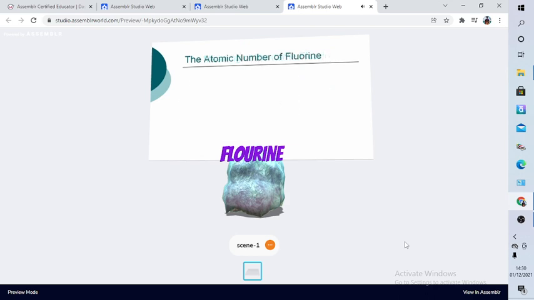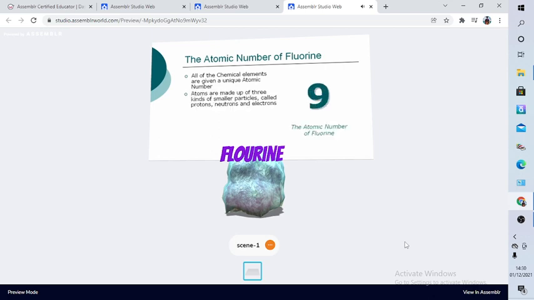All of the chemical elements are given a unique atomic number. The atomic number for fluorine is 9. Atoms are made up of 3 kinds of smaller particles called protons, neutrons, and electrons. The atomic number is the number of protons in the atom. The chemical elements of the periodic table are shown in order of atomic number and identified by their symbol.